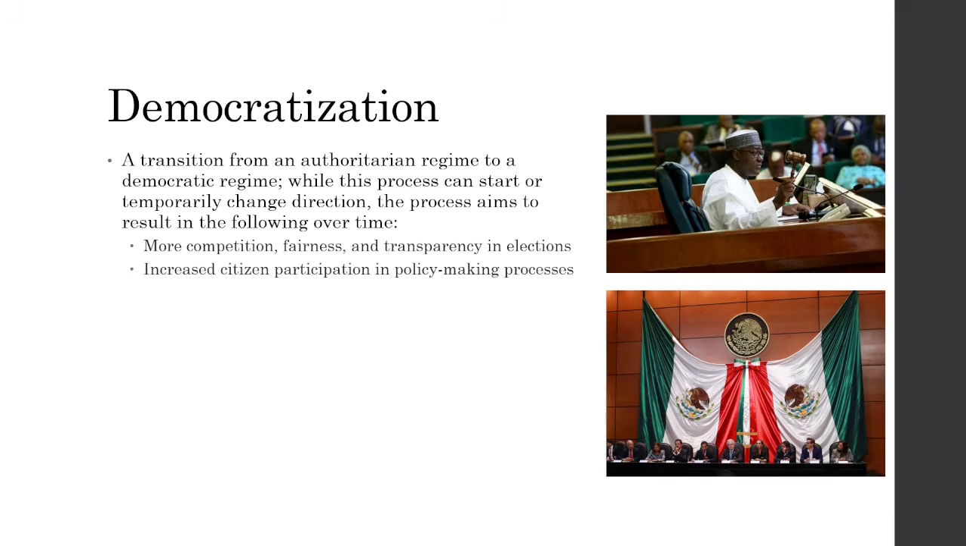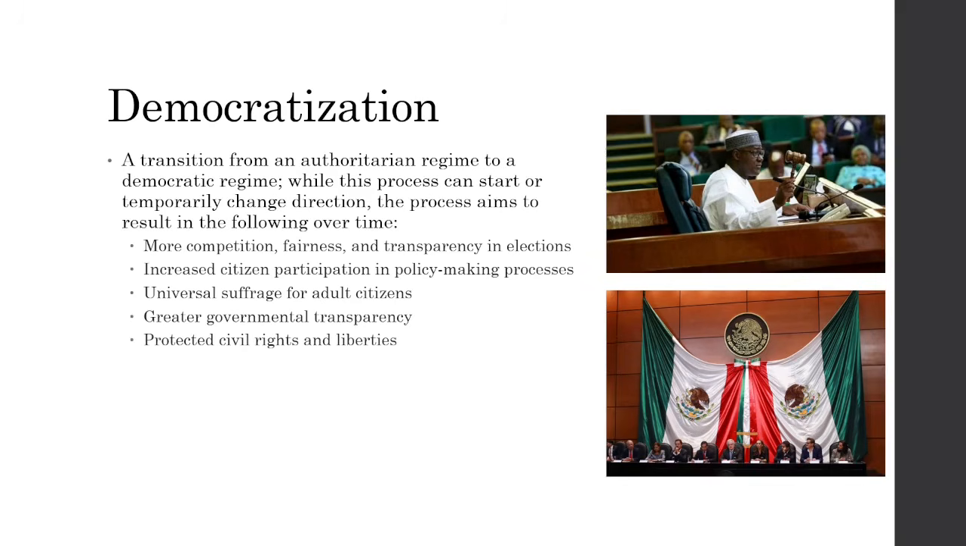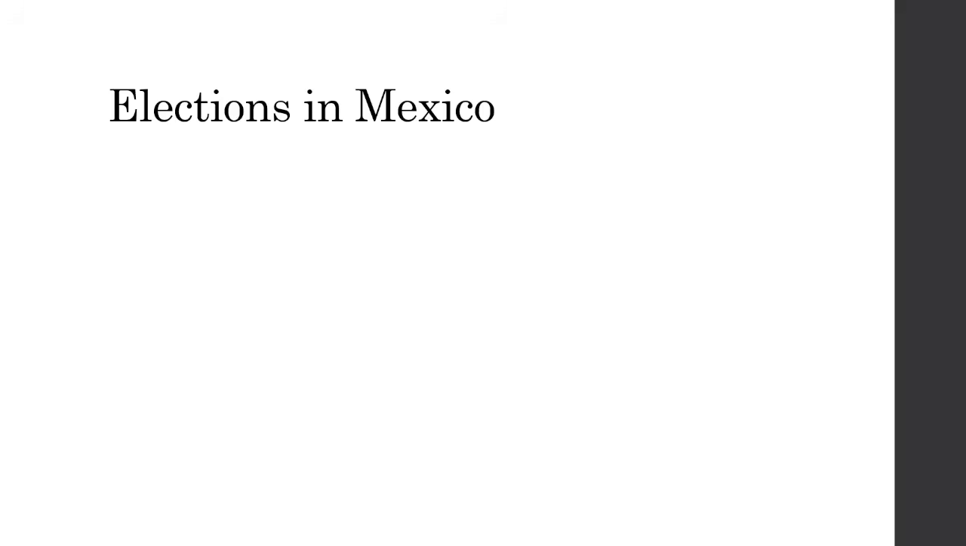We'll look at increases in participation in policymaking processes. Universal suffrage for all adult citizens, meaning they have the right to vote, and that doesn't discriminate based on race, nationality, religion, gender, that sort of thing. Greater government transparency, protected civil rights and liberties, they're not just killing people because they want to. Equal treatment of citizens, establishment of the rule of law, which kind of goes side by side with this. And yeah, we're going to look at some examples.